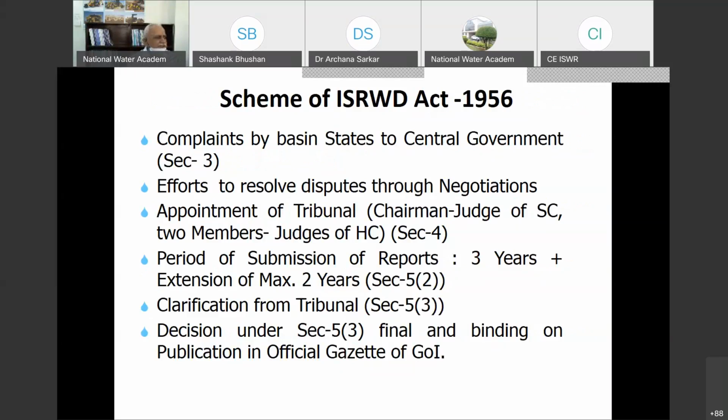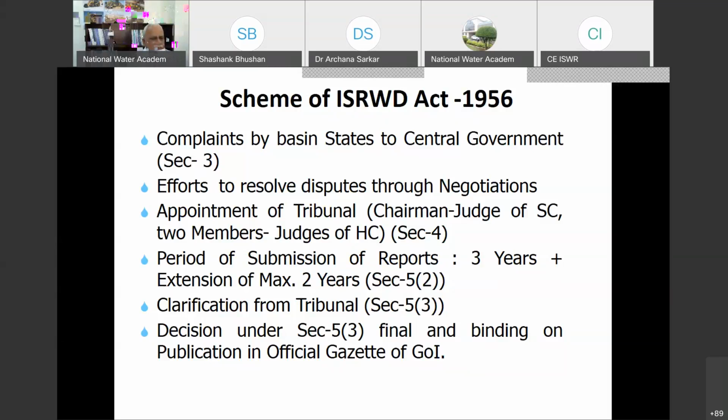in which under Section 3, as I already told you, a complaint by a basin state goes to the central government, followed by efforts to resolve the disputes through negotiations. And if the negotiations fail, under Section 4 provisions, the central government appoints the tribunal with the help of the Supreme Court.